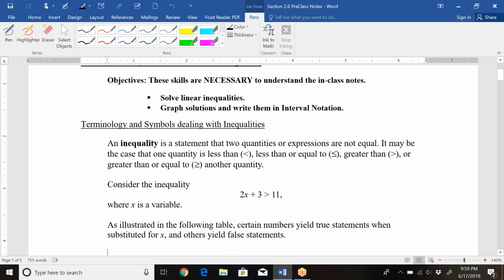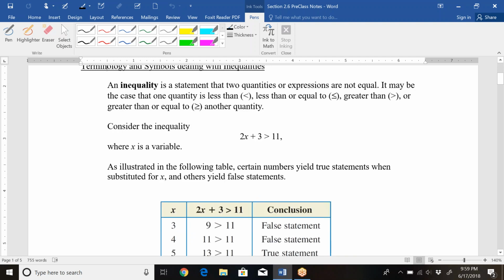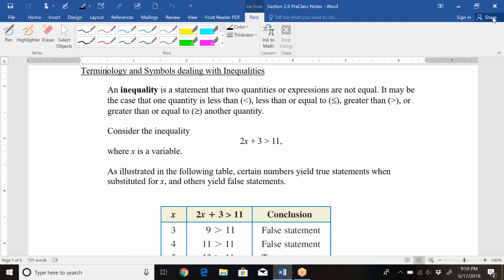It's a statement that two quantities or expressions are not equal to each other. Sometimes it's less than or equal to, greater than or equal to. Sometimes they even just say not equal to. This symbol right here is actually also considered to be an inequality because it's just not equal to. It's not the one we're going to be using in this section. We're going to be focused on the less thans and the greater thans.